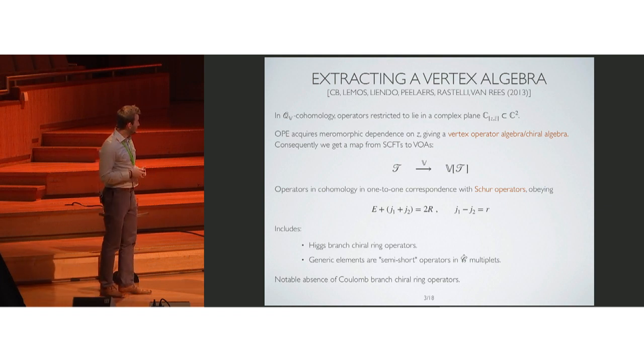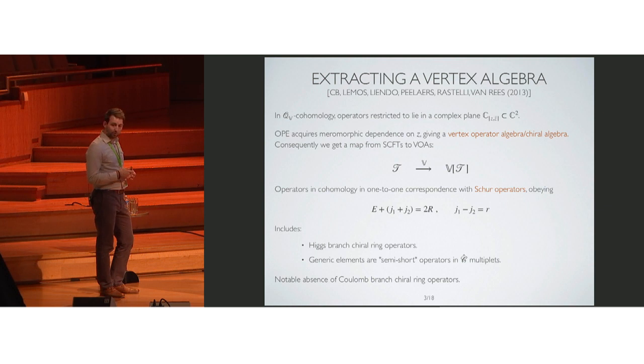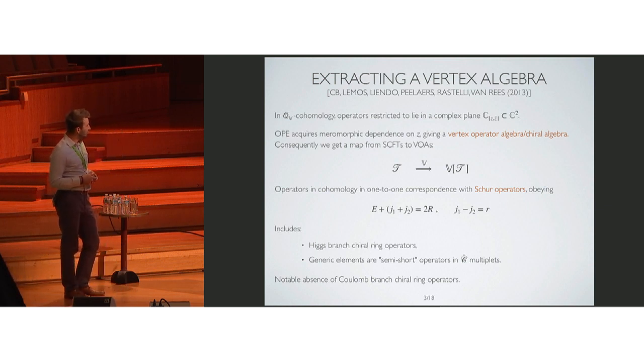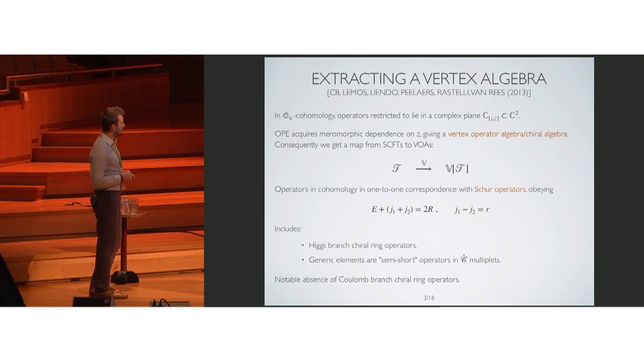In slightly more detail, the way that this works is that the local operators that survive in the Q cohomology are in one-to-one correspondence with things called Schur operators, named that because they contribute to a certain limit of the superconformal index called the Schur limit. These are operators that obey a couple of linear relations on their quantum numbers.